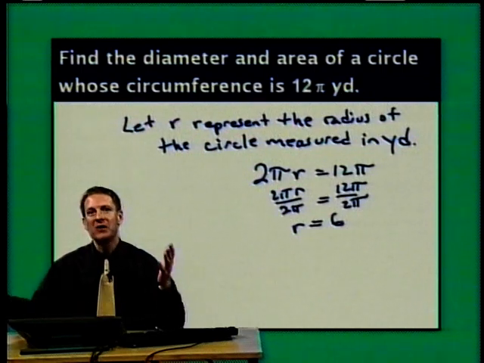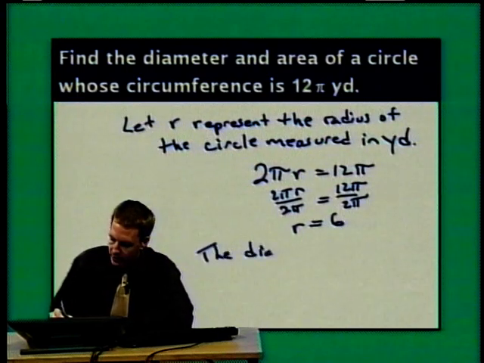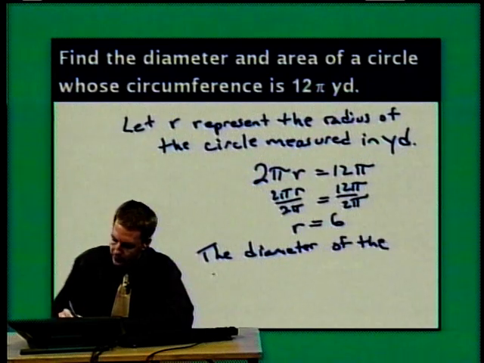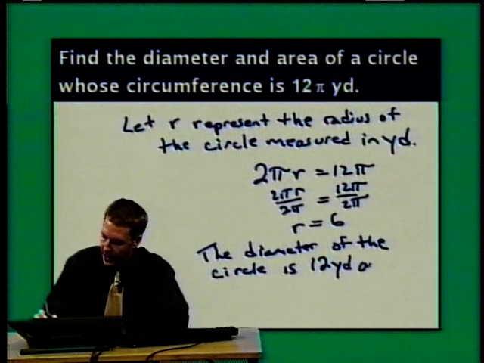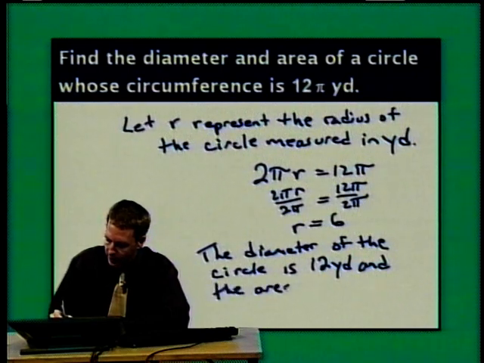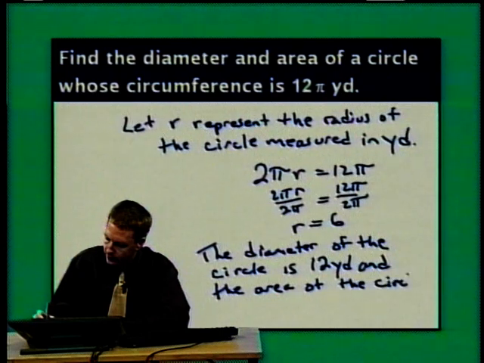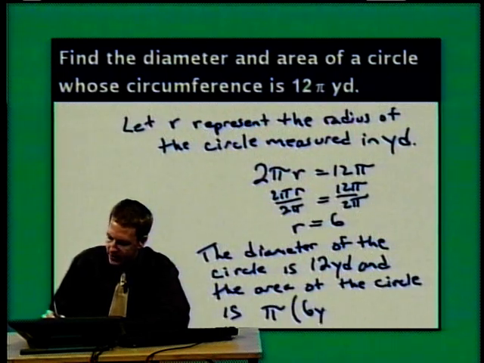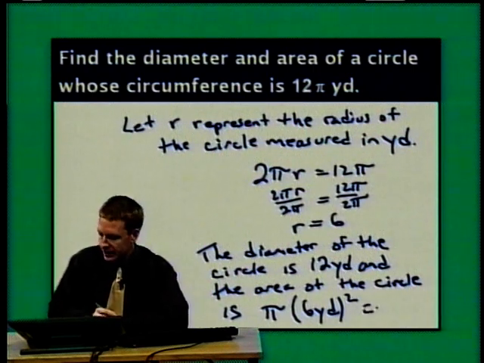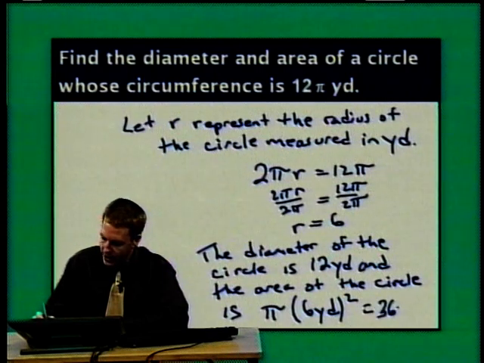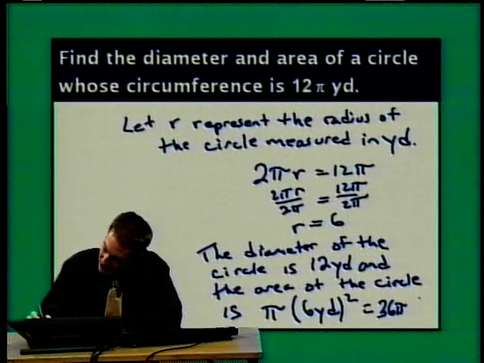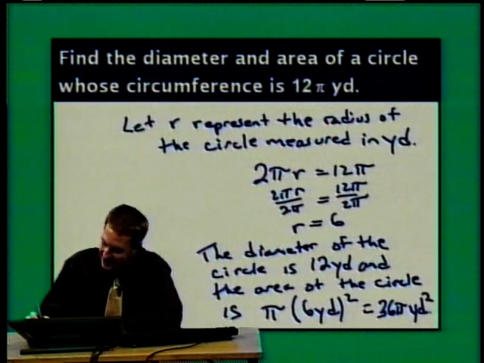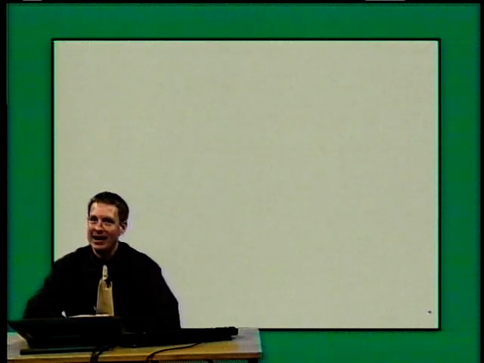So let's just go ahead and state our conclusion to the problem. The diameter of the circle is 12 yards because the diameter is twice the radius, and the area of the circle is pi times 6 yards squared. 6 squared is 36, so the numerical part of the area is 36 pi. And let's see, when we multiply our units, we're going to have yards, which we really call square yards, and we write as yards squared. And with that, I'm done with two-dimensional geometry, and Candace is going to take over with three-dimensional geometry.